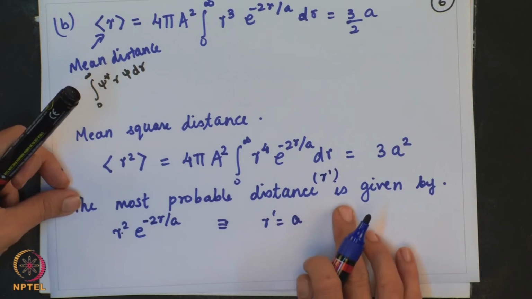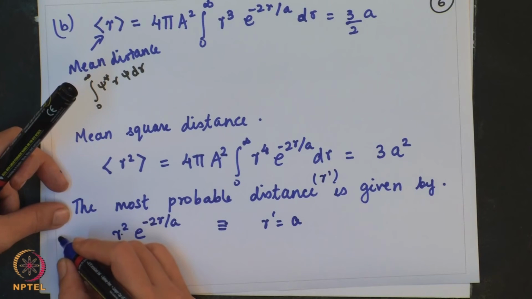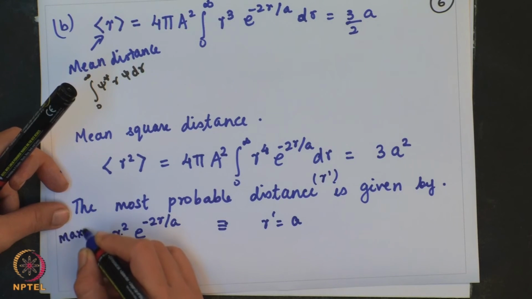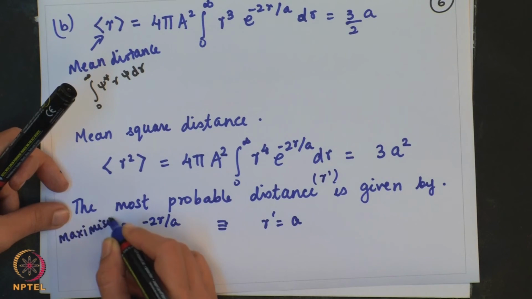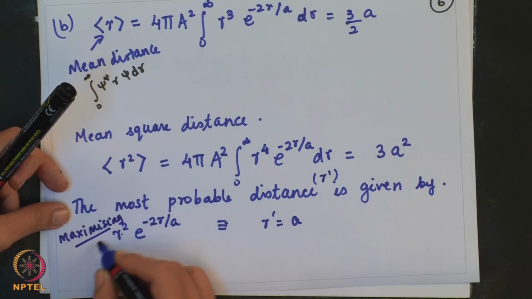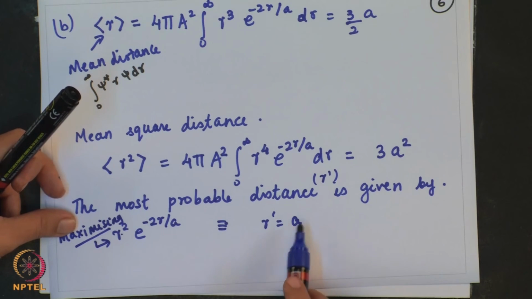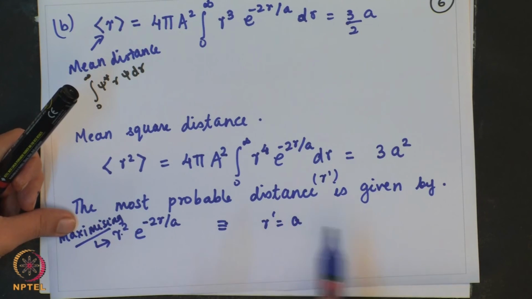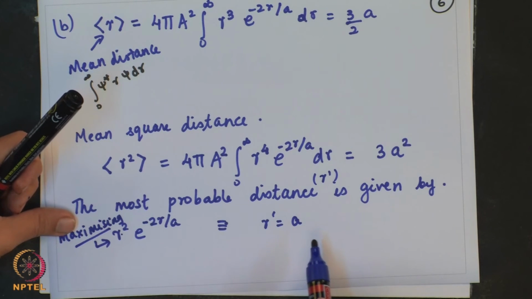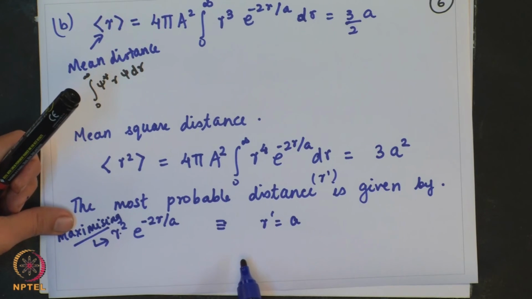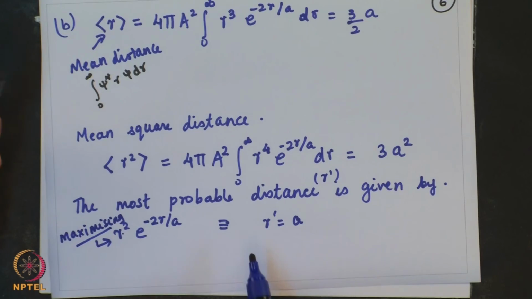So, that r prime is given by maximizing this quantity. When you maximize this quantity, this will lead to r prime equal to a. So, the most probable distance is equal to small a, which is nothing but the Bohr's radius, which we have evaluated. So, with this we end this part.